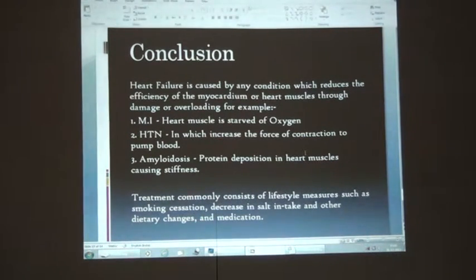So at last, treatment commonly consists of lifestyle measures such as smoking cessation, decrease in salt intake, and other dietary changes. Of course, medication is also very important to control and to decrease heart failure cases.